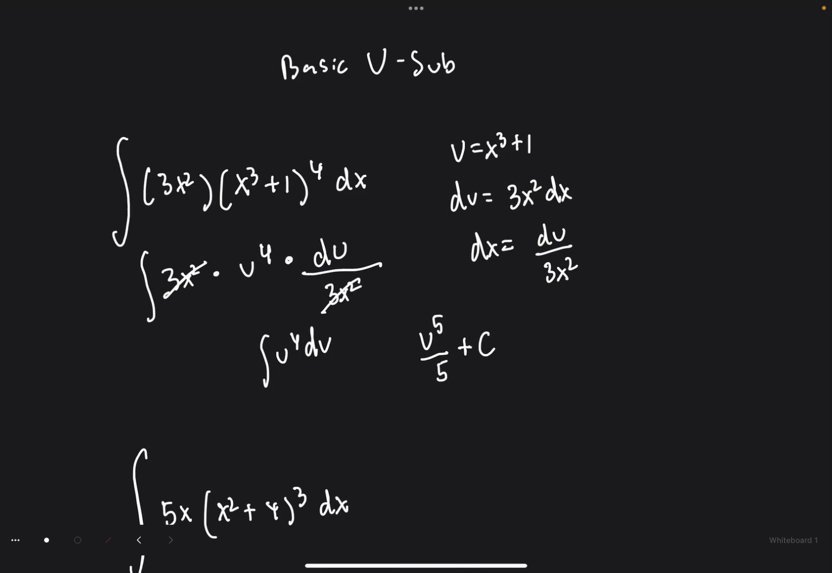So now we just need to put u in terms of x. So x to the third plus 1. And we can also get the 5 outside, so 1/5 parenthesis and then plus c. So that'd be the answer to the first one.